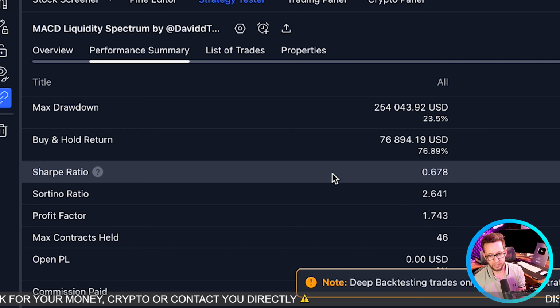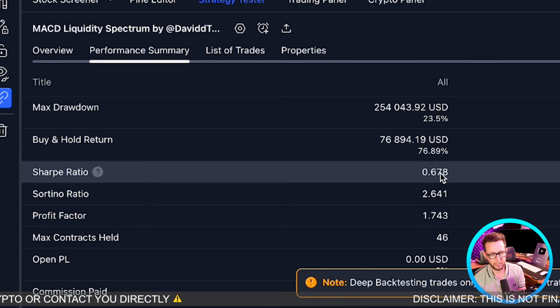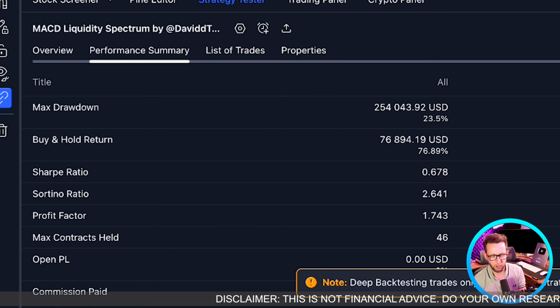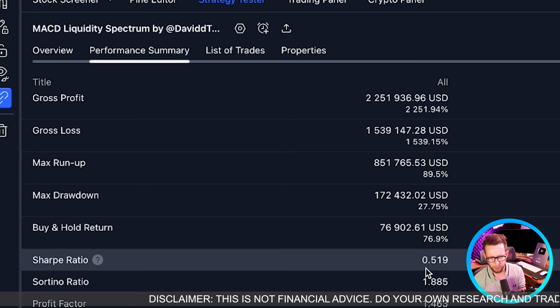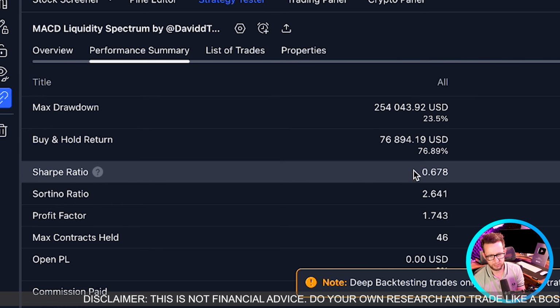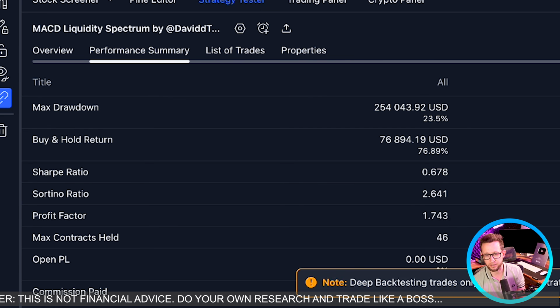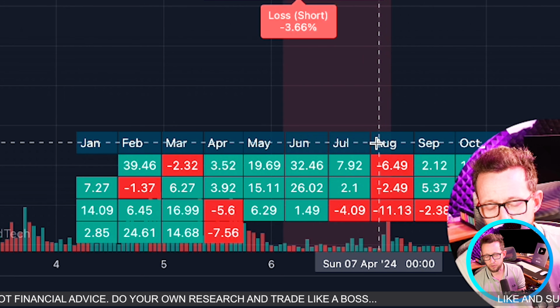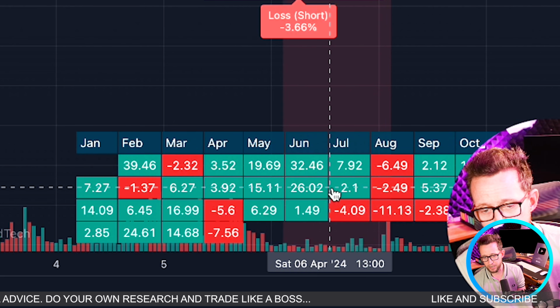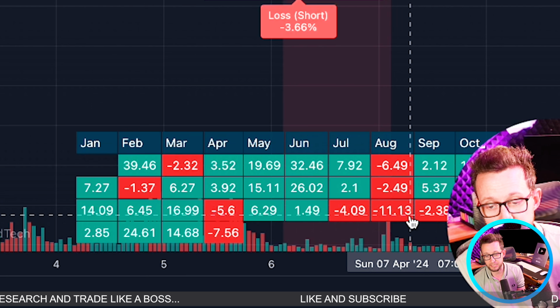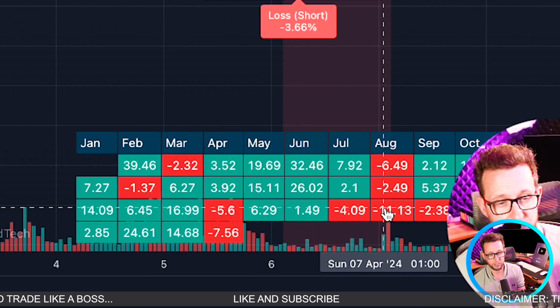Our Sharpe ratio is now 0.67, which is getting close to a really good Sharpe ratio. If we compare the Sharpe ratio over to the old settings, it was 0.5 before and now we're at 0.67. So yeah, absolutely brilliant. We've managed to also mitigate some of these red months. We still have a line of red months here, which I'd like to look back at and see why, and if we can improve it just a little bit better.